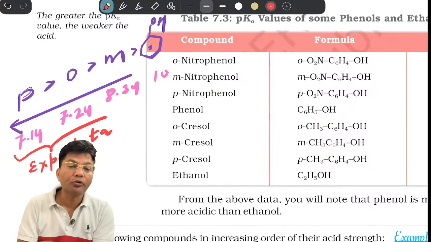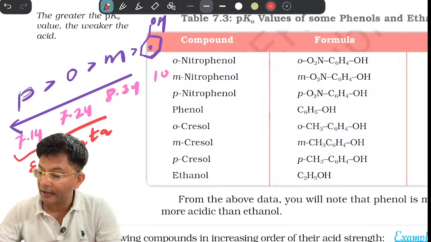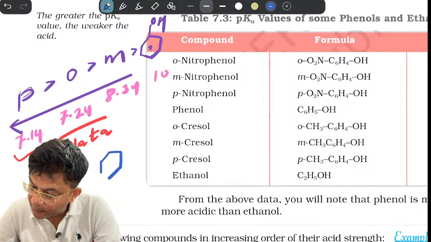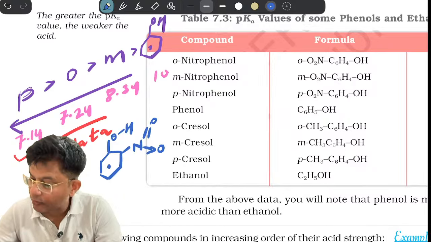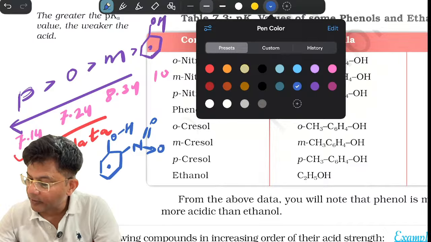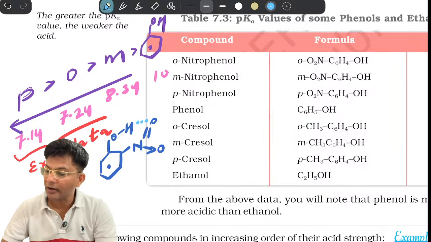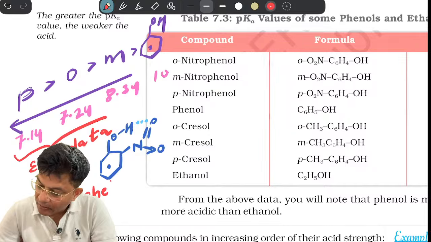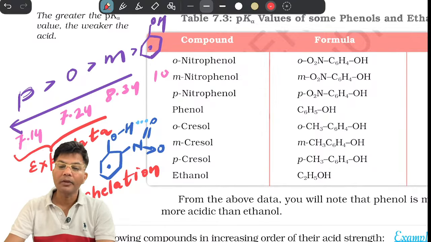Now, why is ortho a loser? In ortho, there is intramolecular hydrogen bonding, which we call chelation. Due to chelation, its hydrogen does not get away easily. In the case of ortho-nitrophenol, it is involved in chelation, that is, intramolecular hydrogen bonding, and that's why it is a loser. So remember pom, pom, papa, pom.